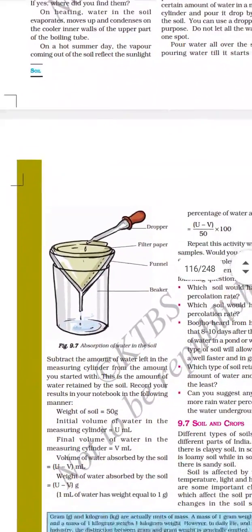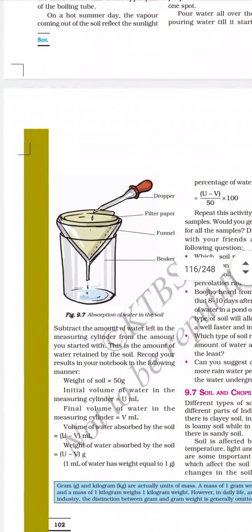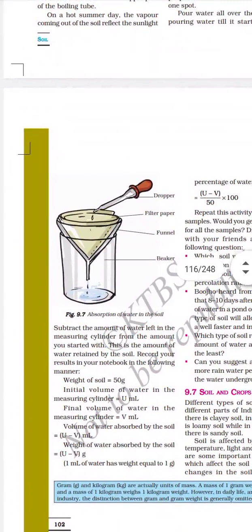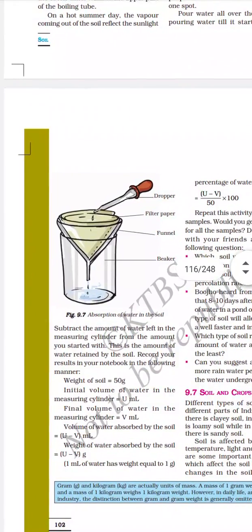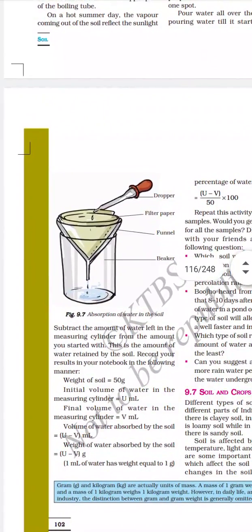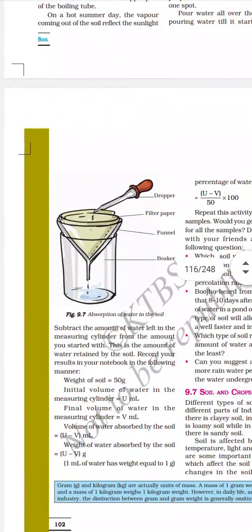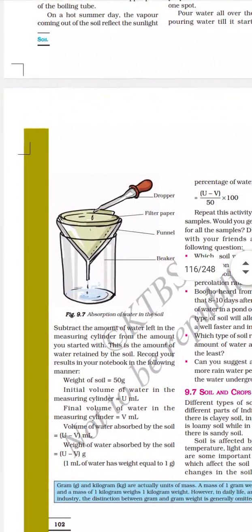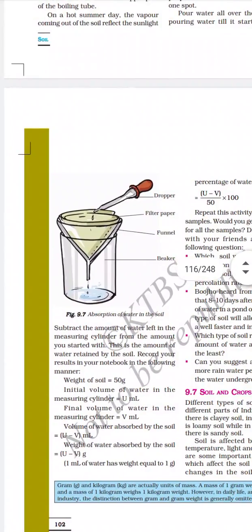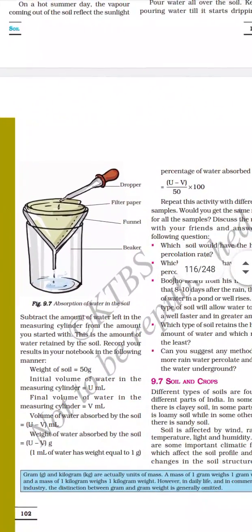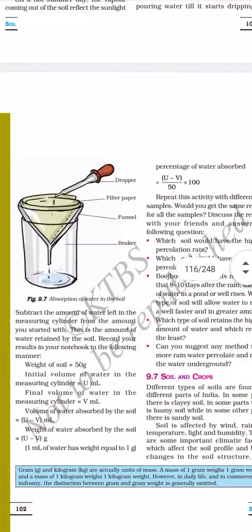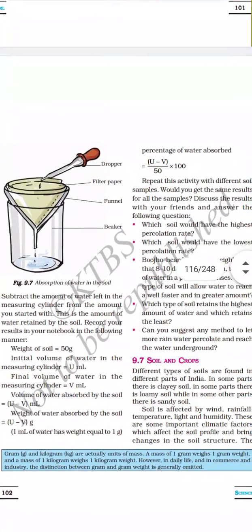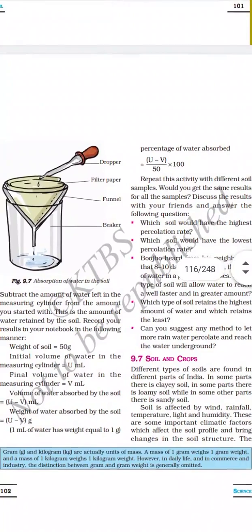Subtract the amount of water left in the measuring cylinder. This is the amount of water retained by the soil. Record your results in the notebook. Weight of the soil is 50 gram. Initial volume of water in the measuring cylinder is U ml. Final volume of the water is V ml. Volume of water absorbed by the soil is U minus V ml. Weight of the water absorbed by the soil is U minus V equal to G, since 1 ml of water weighs 1 gram. U minus V into 100.